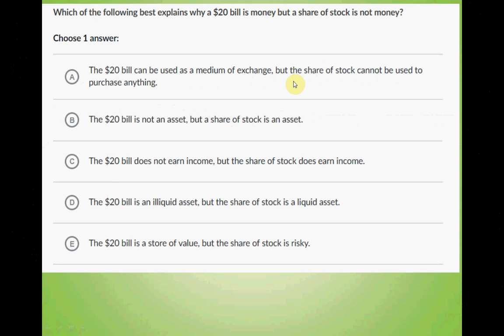All right. Which of the following best explains why a $20 bill is money, but a share of stock is not money? I've got a stock worth $100. I want to buy a Big Mac. Take my stock. Like you walk into McDonald's and you try to give them a share in McDonald's even. They're not going to accept that. Why not? Stocks have value. You buy and sell stocks. That is a valued asset. Why is it that they would accept a $20 bill but not a stock?